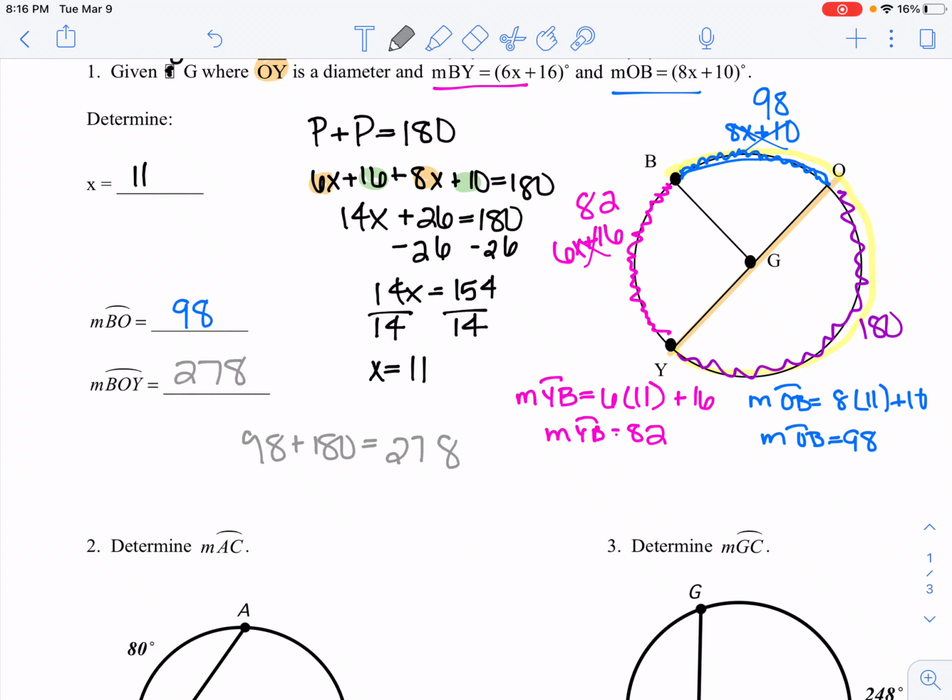Okay, go ahead, check your answers, pause if you have to, write anything else down. But that's what we should have for finding the measure of the arcs for example number 1.